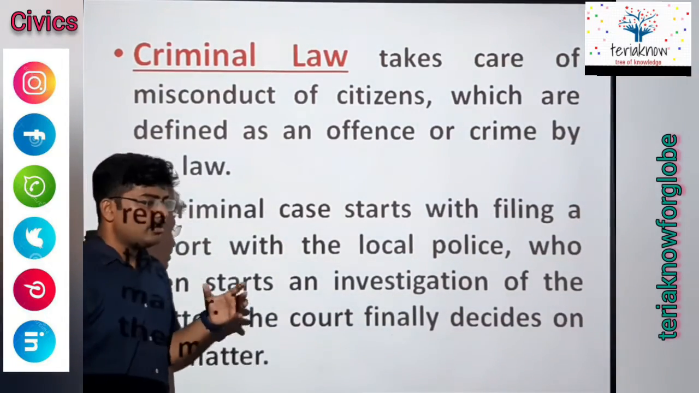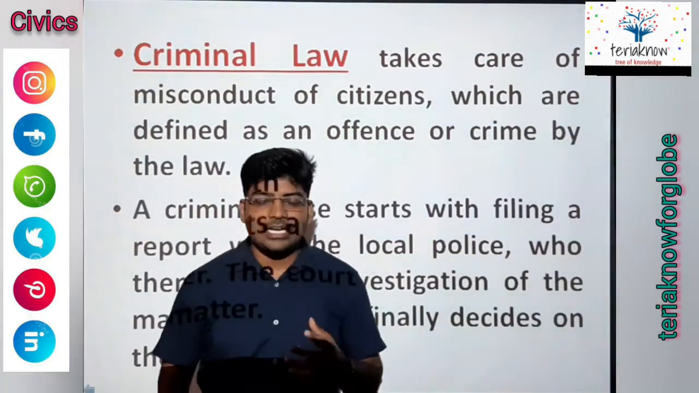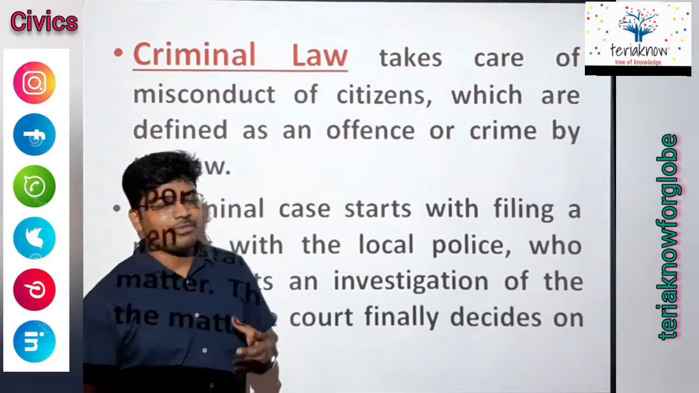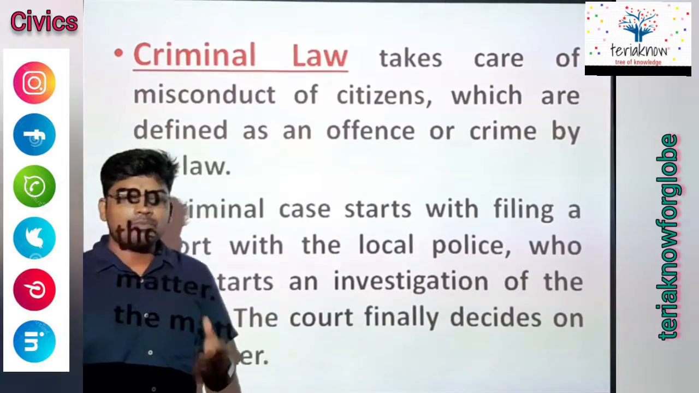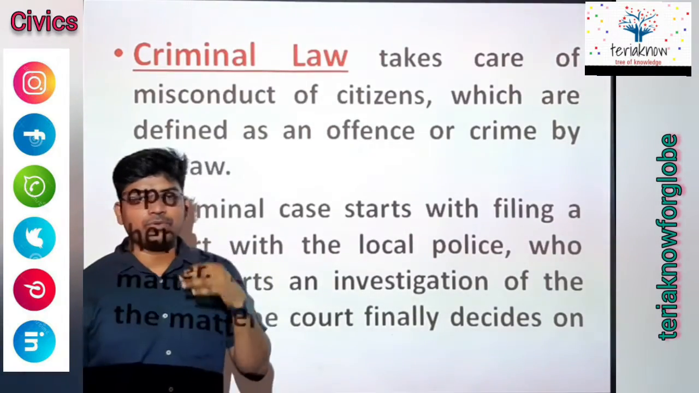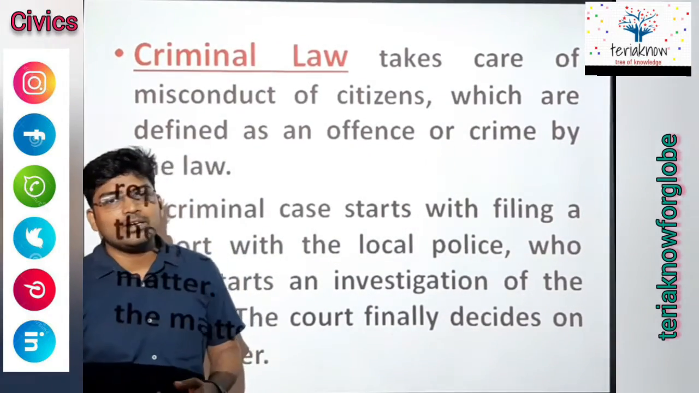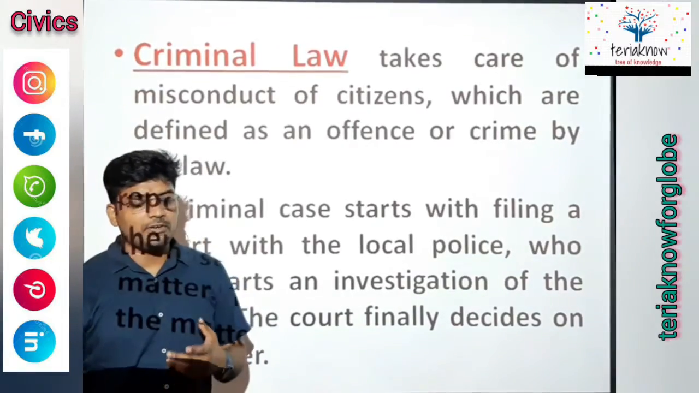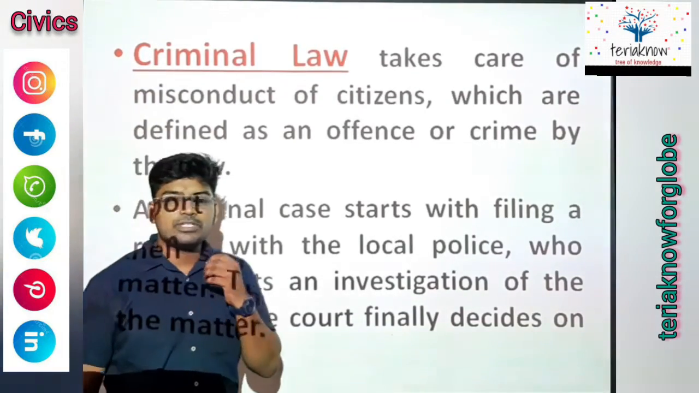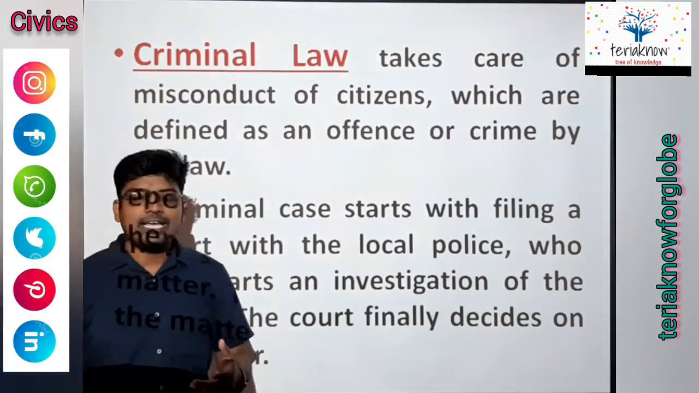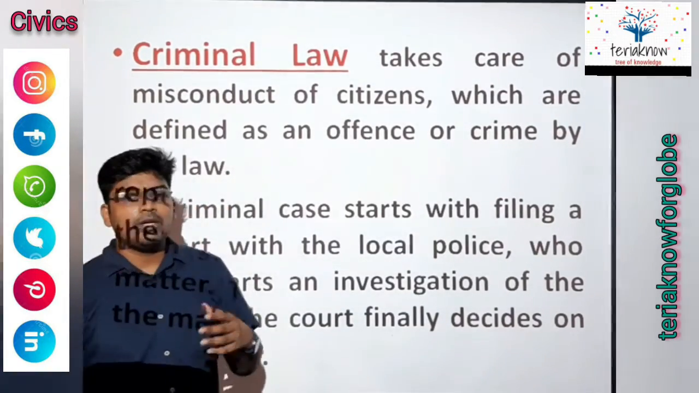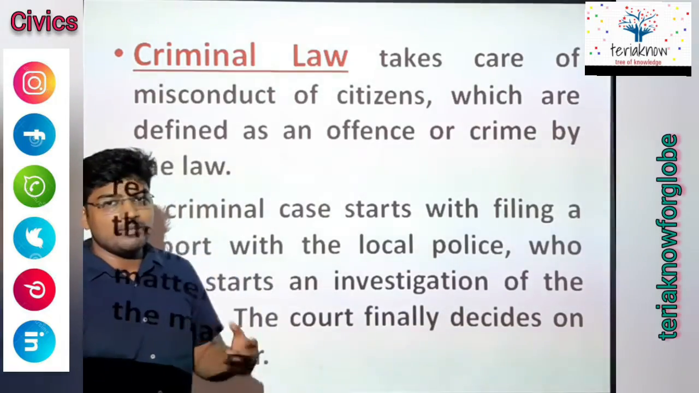It means whenever you find that any kind of crime or offense has been committed in a particular location, you have to go to the police station and do the FIR. What is an FIR? First Information Report. You register it there. Then what happens? The police will take action against the criminal.